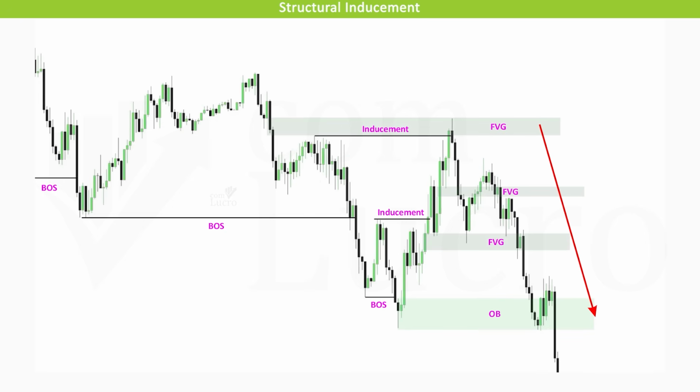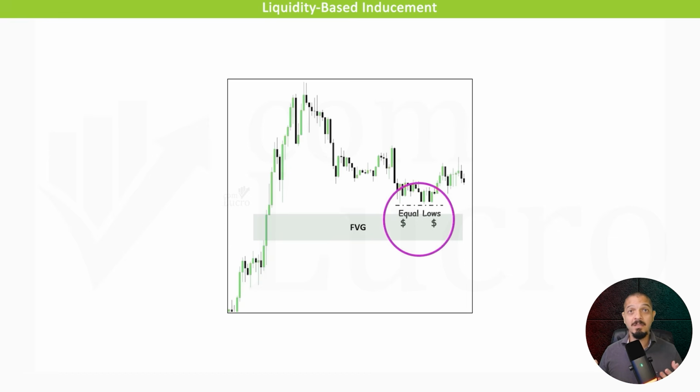In scenarios like this, you should not be looking for buys. You should be looking for sell opportunities. Otherwise, you'll get trapped again and again by the same pattern that most traders fall for. This is one of the most common inducement scenarios in the market, and thousands of traders step into this trap every single day. Now let's move on to the second type of inducement.